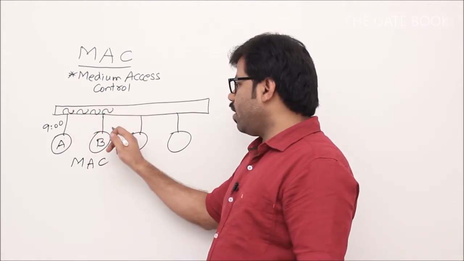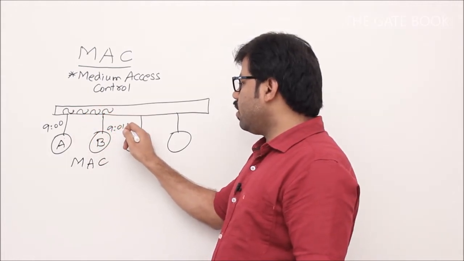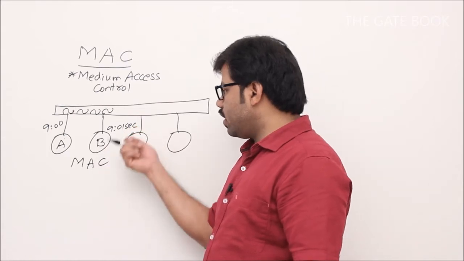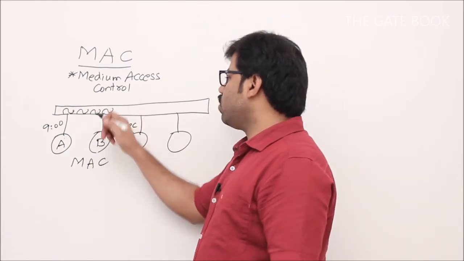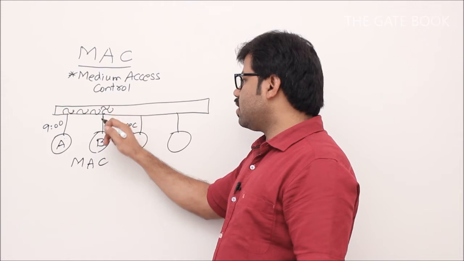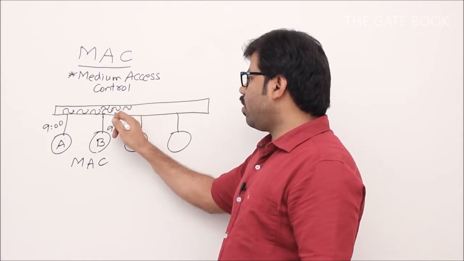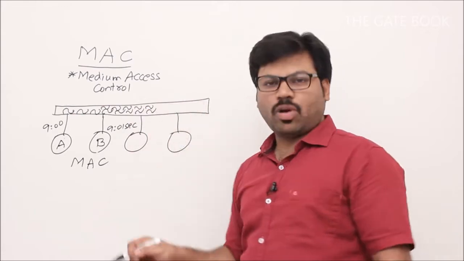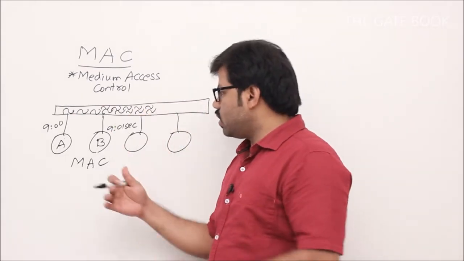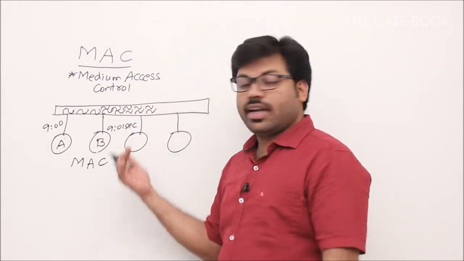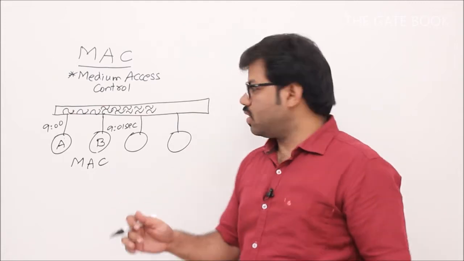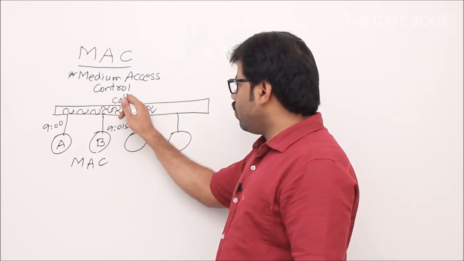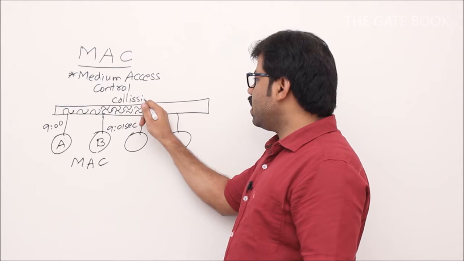Now at the same time, at 9 o'clock 1 second, station B wants to send data. Then it will send onto the medium, right? From this point onwards, two signals together will start propagating, and these two signals will merge, and you get unexpected or improper signals. So this is called collision. When collision occurs, no message will go properly.